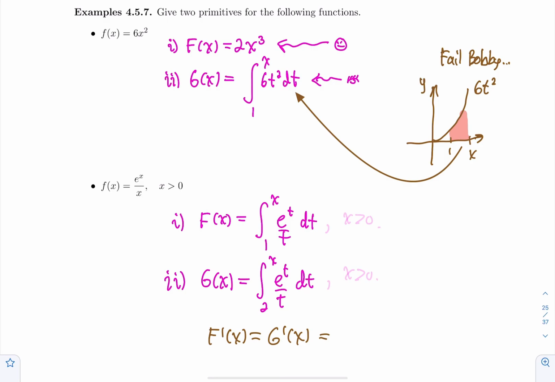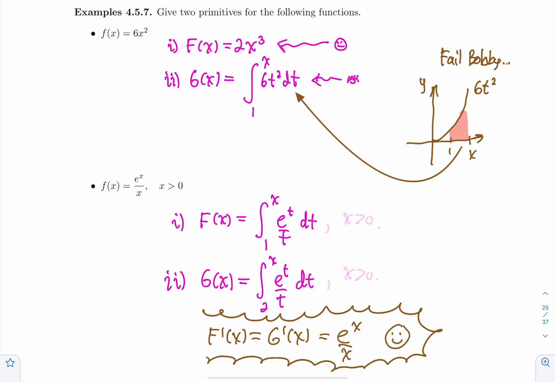Those surface functions, those accumulation functions of e^t over t, will be new functions, and those surface functions will be primitives for my function e^x over x. Here, of course, x is bigger than 0 in both cases. All right, but in a nutshell, surface functions of continuous functions are always primitives. So if you differentiate those surface functions, you get the smaller function, small f. All right, for that section, that's it. That's all. Bye-bye.